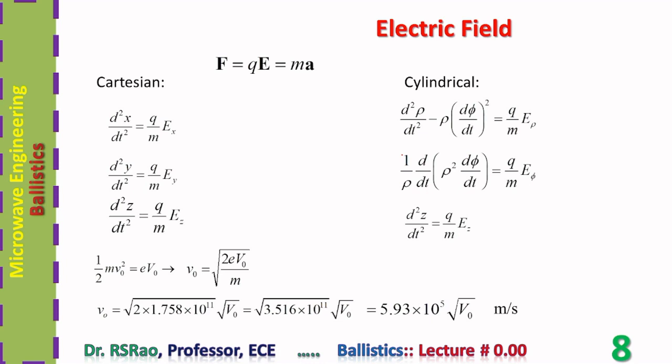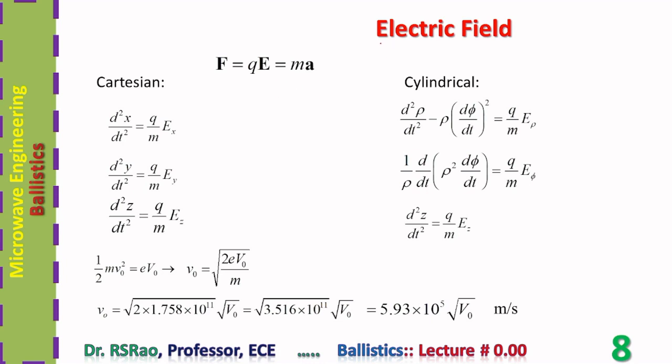Their functioning is based on movement of electrons, the electron beam, in electric fields, in magnetic fields, sometimes under the influence of both the fields. Here, certain commonly used equations or relations are given, which are useful when we go to those devices to understand their functioning.